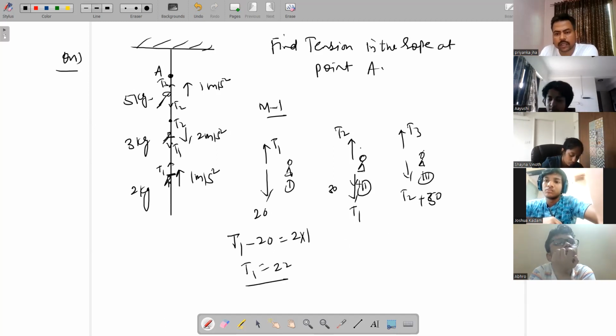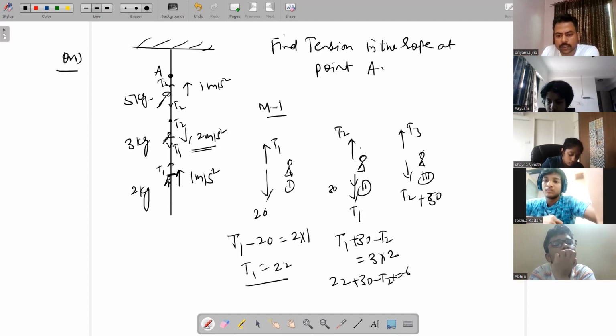Here, this monkey is coming down with 2 meter per second square acceleration, so net force should be in the downward direction. So T1 plus 30 minus T2 must be equal to how much? Its mass into acceleration. T1 we have 22, put it. Minus T2 equals 6. So T2 will be 52 minus 6, that is 46.